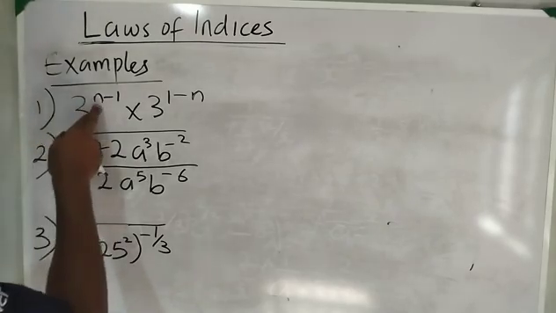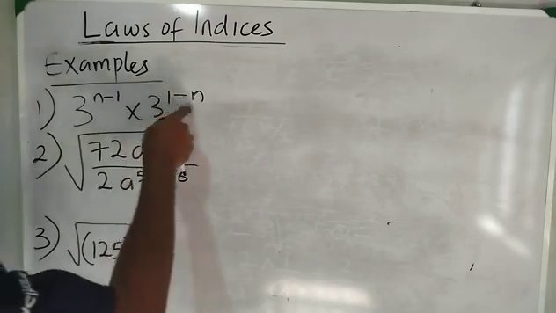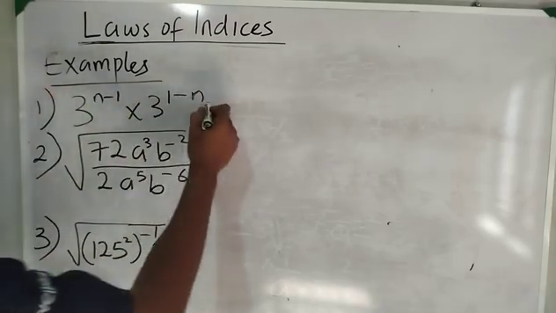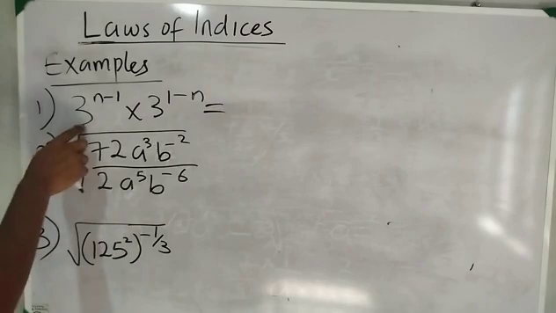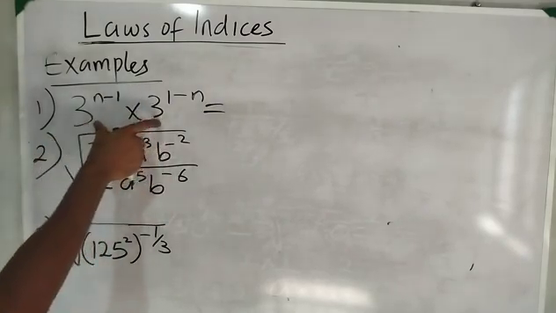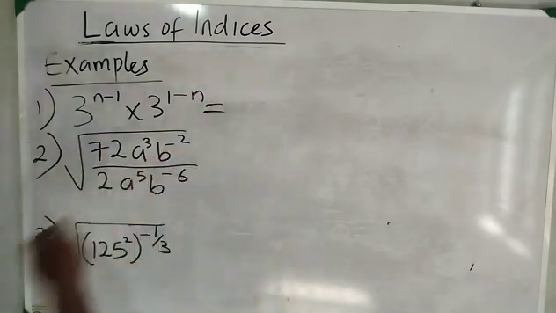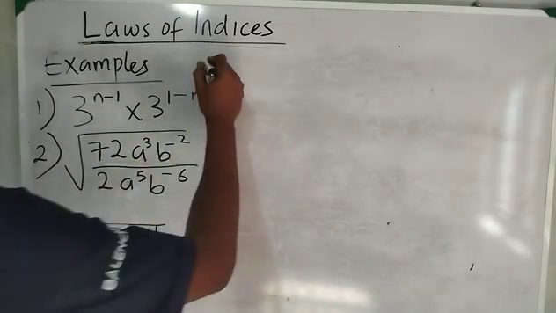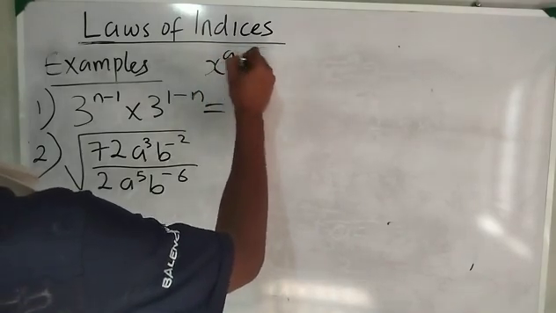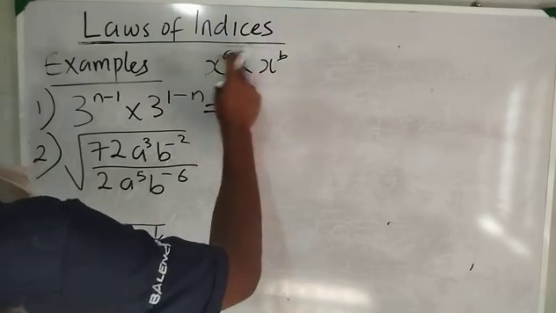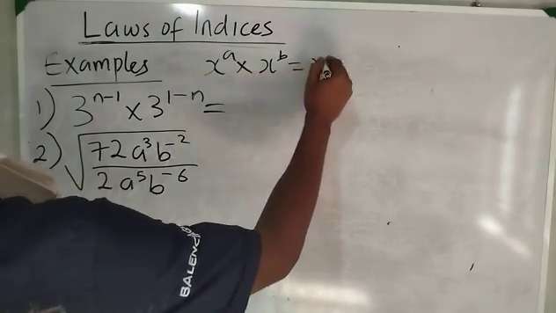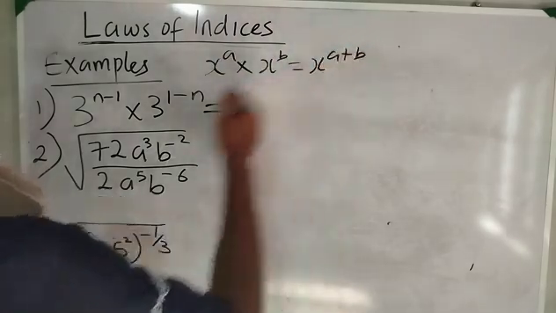We have 3 raised to the power n minus 1 times 3 raised to the power 1 minus n. Now if you look at this closely, you notice that the bases are the same. And they are multiplying each other. What law comes to mind? That's the first law of indices. So the first law of indices tells us when you have the same bases multiplying each other, you simply add their powers. So that's what we are going to do here.